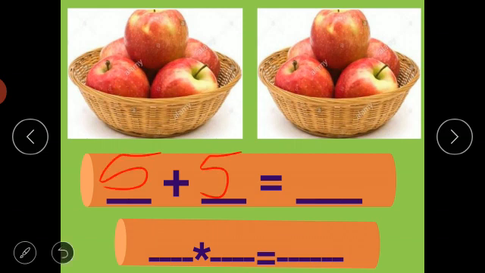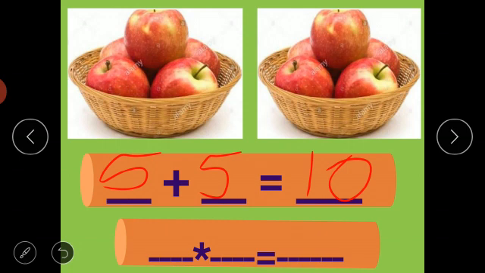Now count all apples together. 1, 2, 3, 4, 5, 6, 7, 8, 9, 10. How many apples altogether? 10. So 5 plus 5 is equal to 10. Means here we are adding number 5 again and again. So I got the result 10.